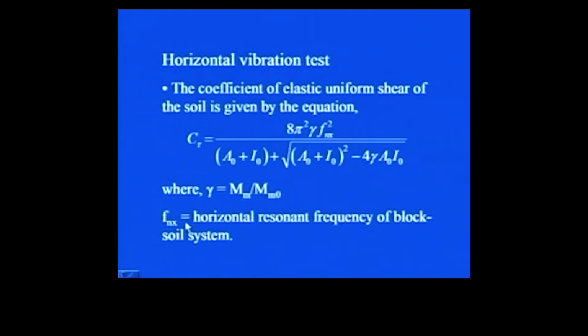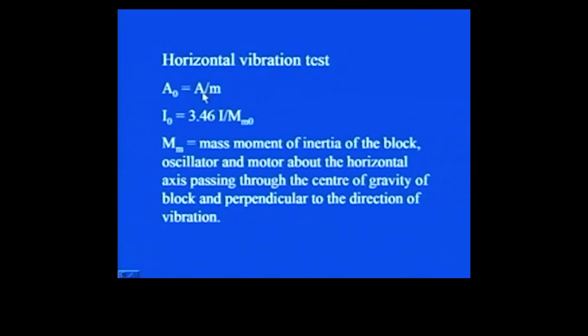However, this Fnx is the horizontal resonant frequency of the block soil system. A naught is A by M. A is the area of contact at the base with soil. M is the mass of machine, oscillator and block. Then I naught is equal to 3.46 I by mmo. Here, mm is the mass moment of inertia of the block, oscillator and motor about the horizontal axis passing through the center of gravity of the block and perpendicular to the direction of vibration.